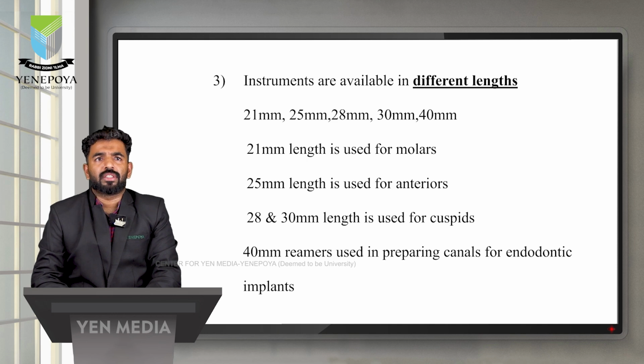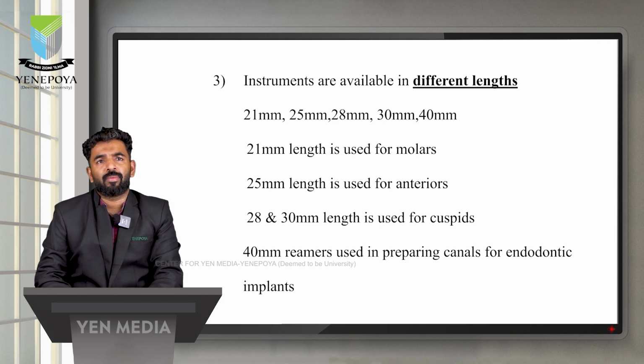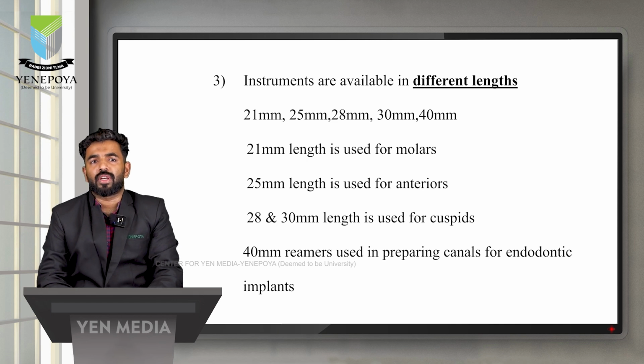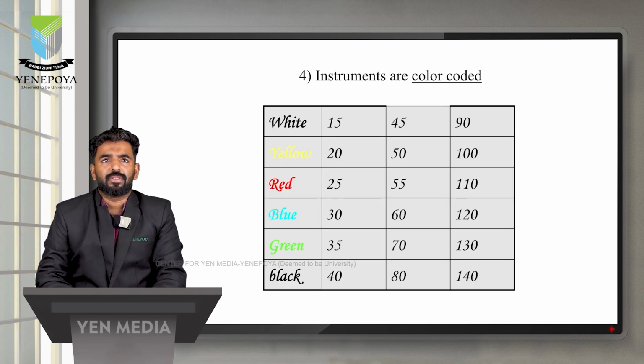Instruments are available in different lengths: 21 mm, 25 mm, 28 mm, 30 mm and 40 mm. The 21 mm length is used for molars, 25 mm length is used for anteriors, and 28 and 30 mm lengths are used for cuspids. The 40 mm length is used in preparing canals for endodontic implants.